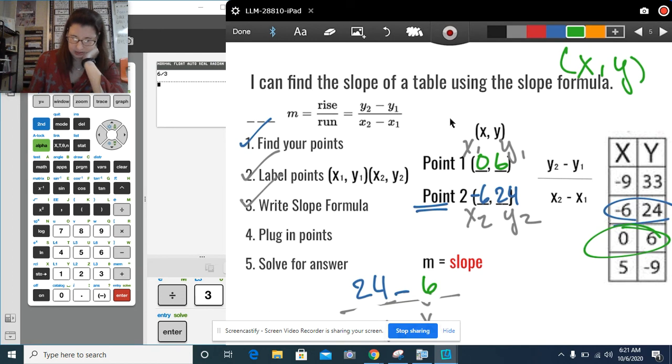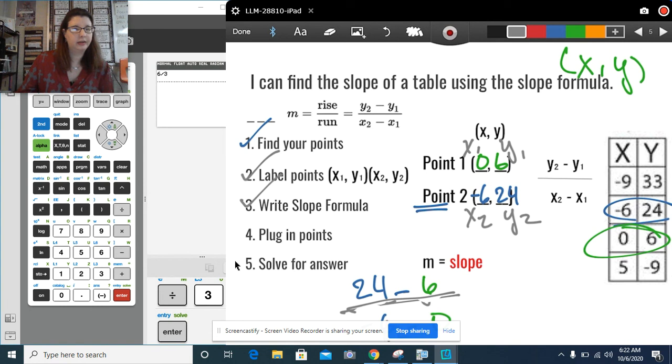And then x2 is at the bottom. x2 is -6. So I'll put -6. And then x1, oh my goodness. That's x1. That's the number. So x1 is a 0. All right. I have 24 minus 6.